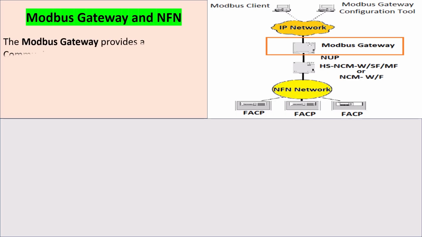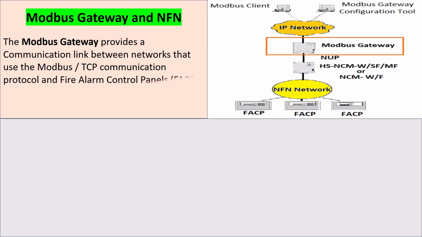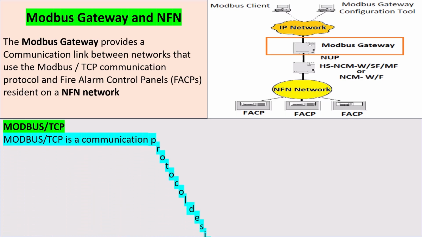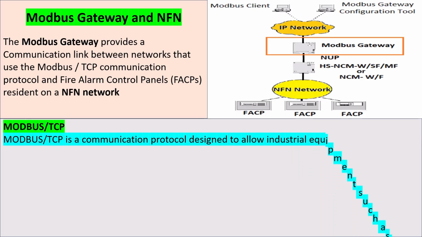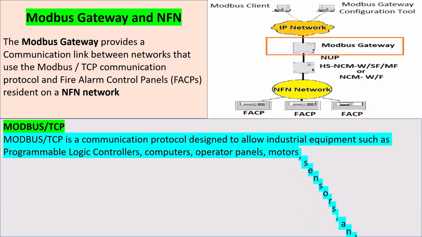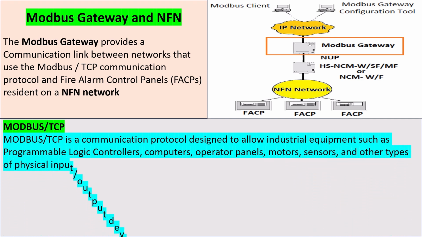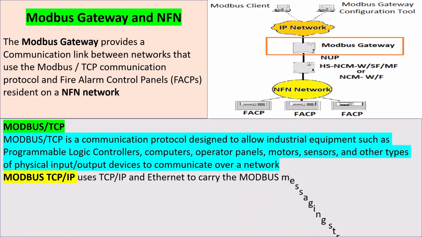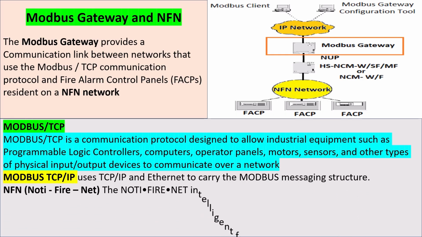Modbus Gateway and NFN. The Modbus Gateway provides a communication link between networks that use the Modbus TCP communication protocol and fire alarm control panels, FACPs, resident on the NFN network. Modbus TCP is a communication protocol designed to allow industrial equipment such as programmable logic controllers, computers, operator panels, motor sensors, and other types of physical input-output devices to communicate over a network. Modbus TCP/IP uses TCP/IP and Ethernet to carry the Modbus messages structure.